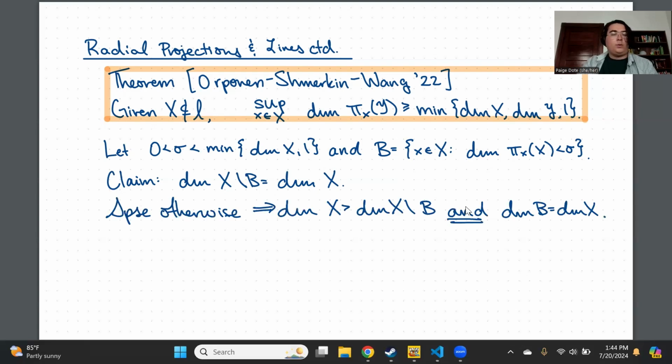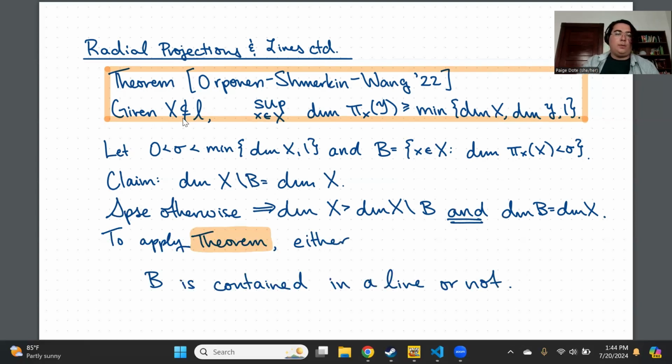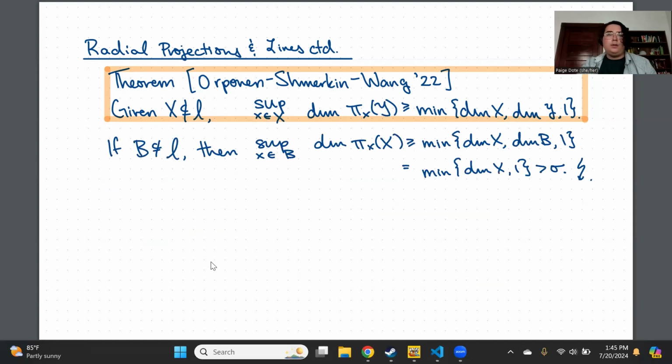To prove this, we'll suppose otherwise. Let's suppose that the dimension of X is strictly bigger than the dimension of X minus B. If this occurs, then it also follows that the dimension of B equals the dimension of X, which will be important shortly. To apply our theorem with X equal to B, we will then have to break it down into cases of whether B is contained in a line or not.